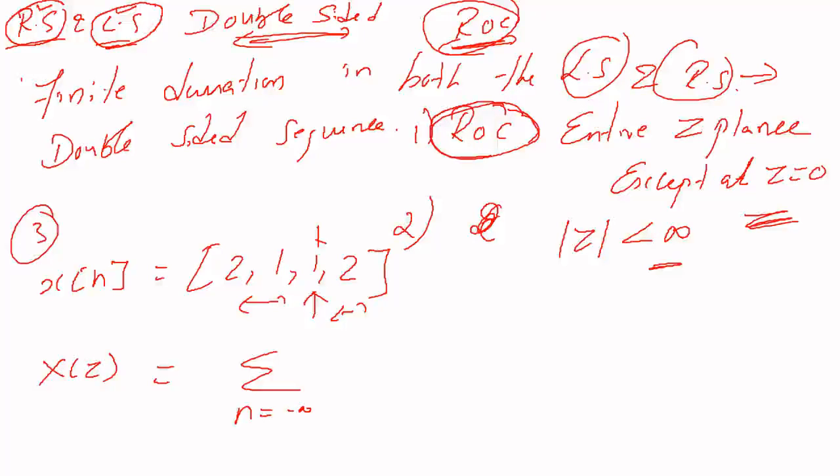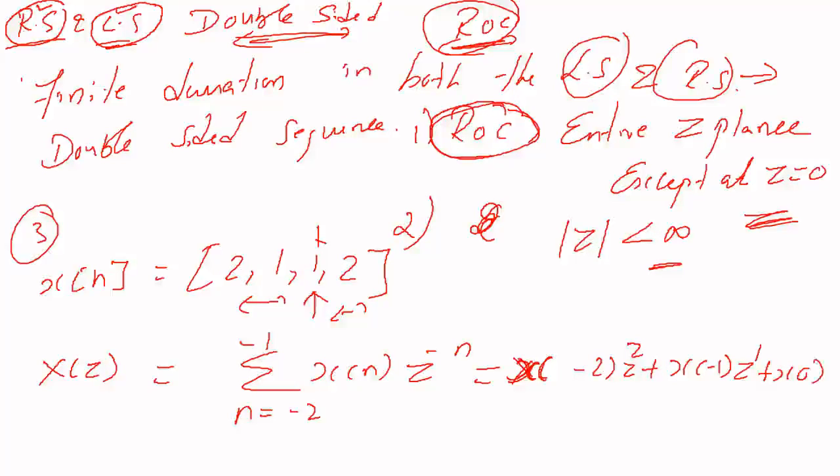But here we have a specific range, so I will directly write n equal to -2 to 2, x of n z power -n. How do I expand this? Same procedure. Do not use caps, okay? Meaning that x of -2 z square plus x of -1 z plus x of 0 plus x of 1 z power -1. I can write this as 2z square plus z, then x of 0 is 1, then 1 plus 2z power -1.